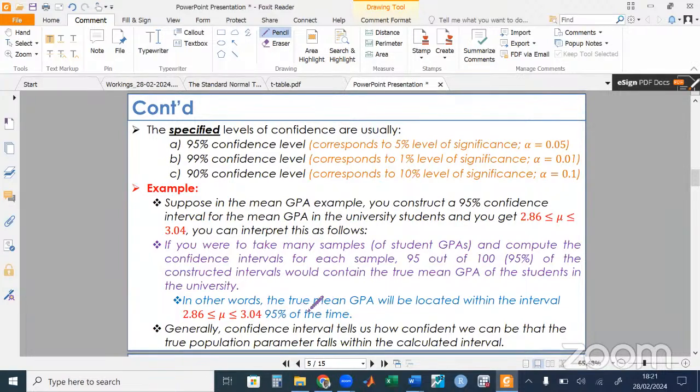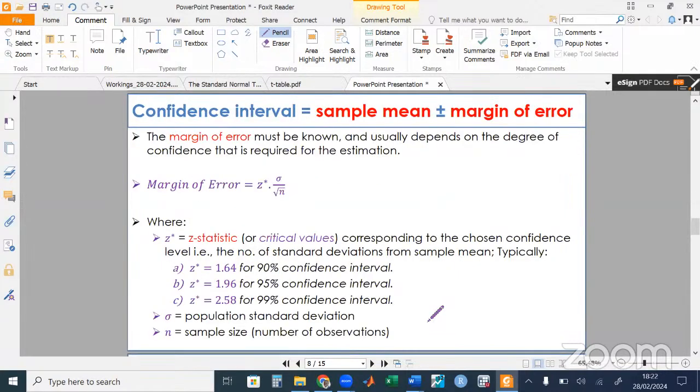For this example, we've computed that the true GPA will be located within the interval 2.86 to 3.04, 95% of the time. So you can as well say that the probability that the true population mean GPA will lie between this and this is 0.95. So this 95% can as well be interpreted as a probability. The probability that the true value of the population will lie between the lower and the upper limit is 95%, or 0.95. So that is the message for interpretation purposes.